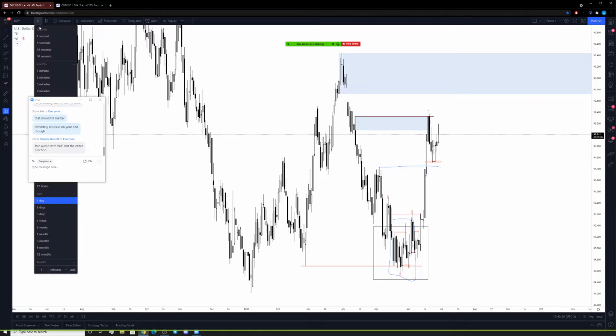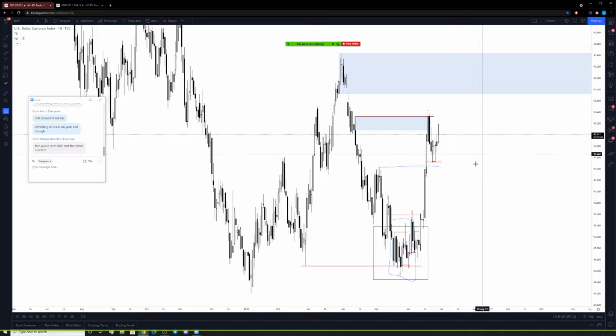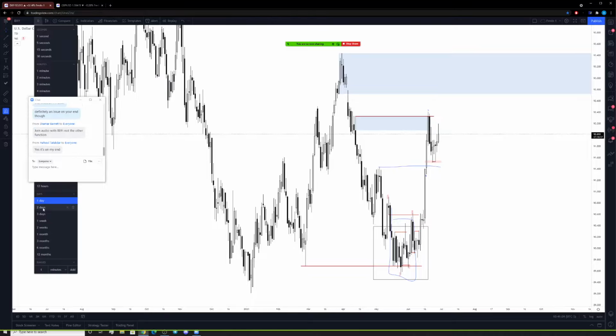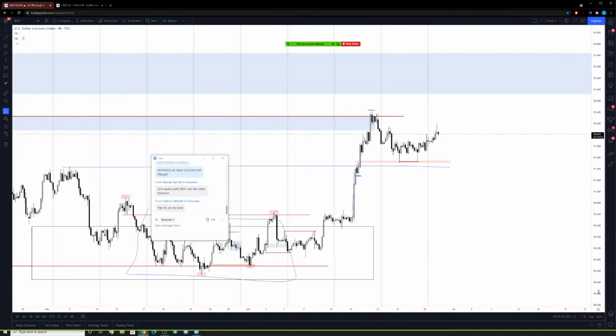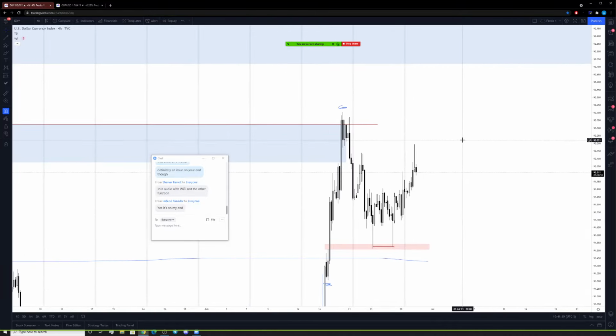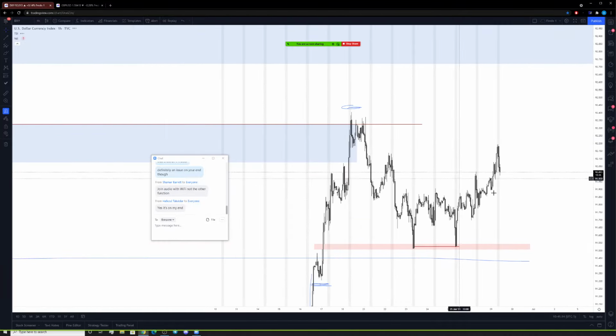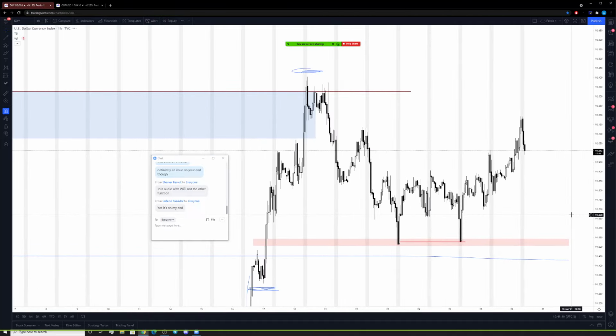So, not much has changed since Friday, as you can see. Minor push to the upside. But something to note today, which kind of influenced my bias. As we're going through our time frames, going into more of an intraday perspective, right?